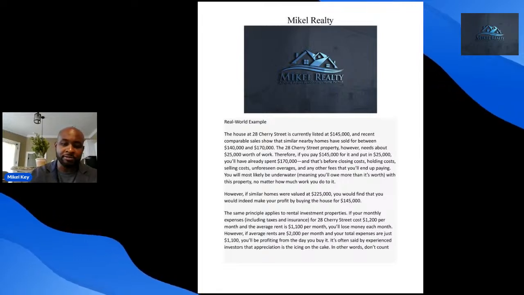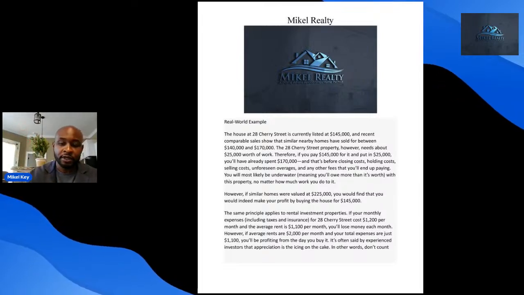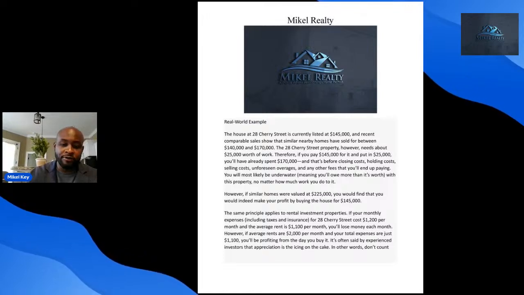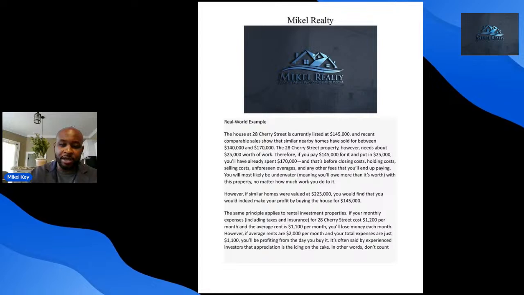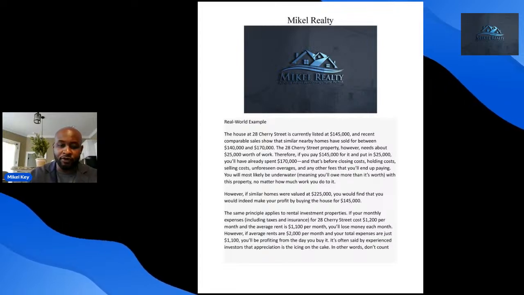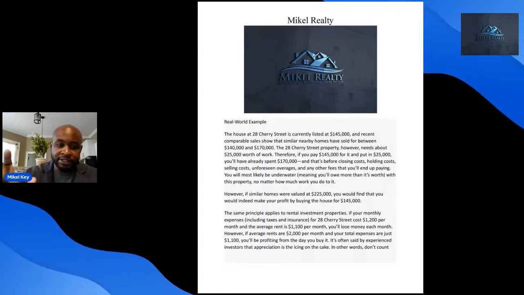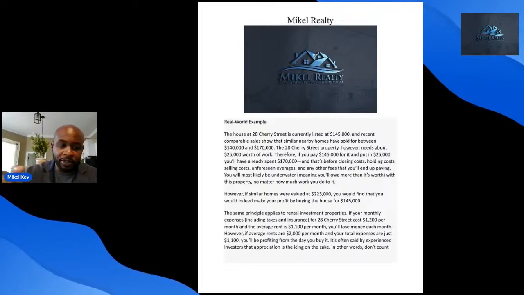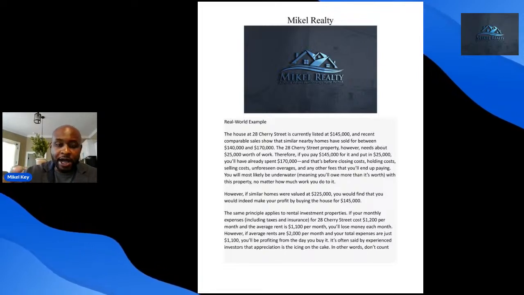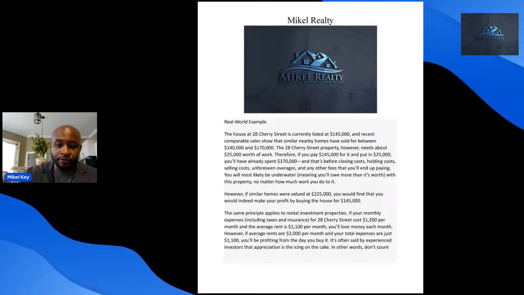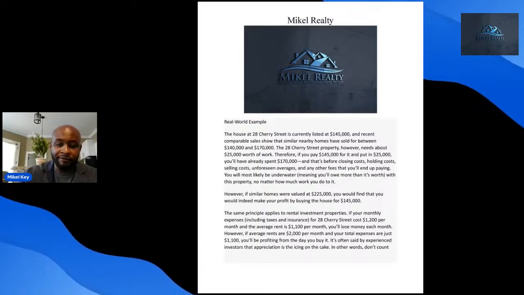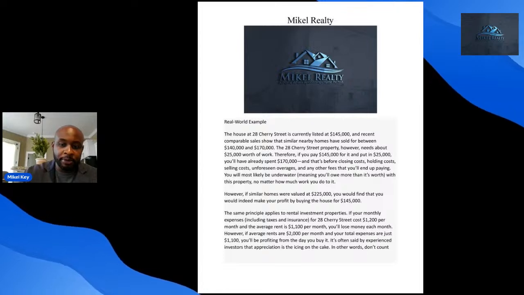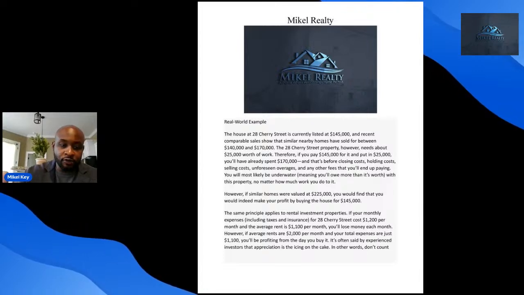So you will likely be underwater. The cost is too high. However, if a similar home was valued at 225, you would be fine, and you would indeed make your profit by buying that house for 145. So just remember the 70% rule. If you can develop a good strategy on how to determine what a property is worth, the after repair value, then you would generally be really good at determining what to pay for a property.